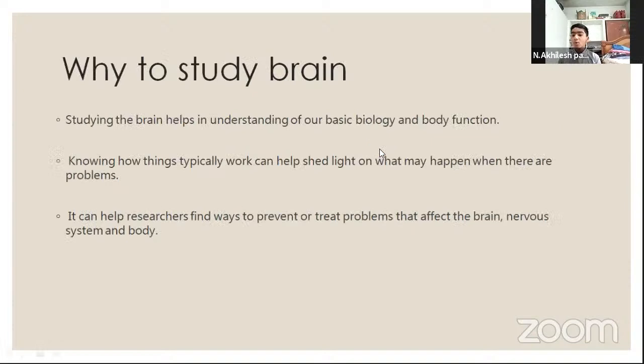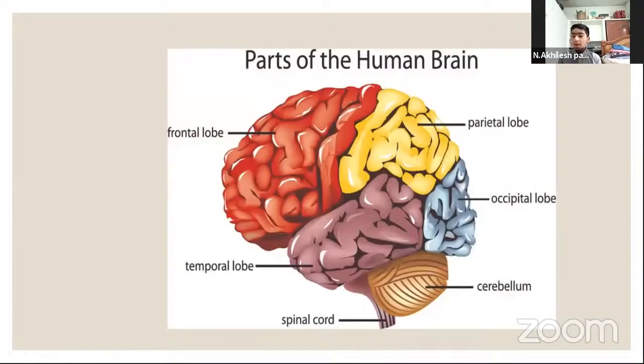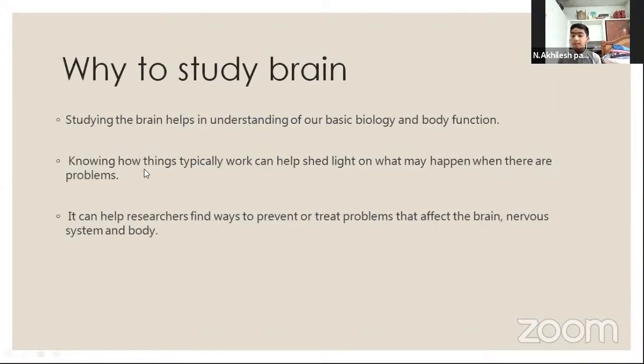Next, parts of the human brain: frontal lobe, parietal lobe, temporal lobe, occipital lobe, spinal cord, cerebellum. And next, why study the brain? Studying the brain helps in understanding our basic biology and body function. Knowing how things typically work can help shed light on what may happen when there are problems. It can help researchers find ways to prevent or treat problems that affect the brain, nervous system, and body.